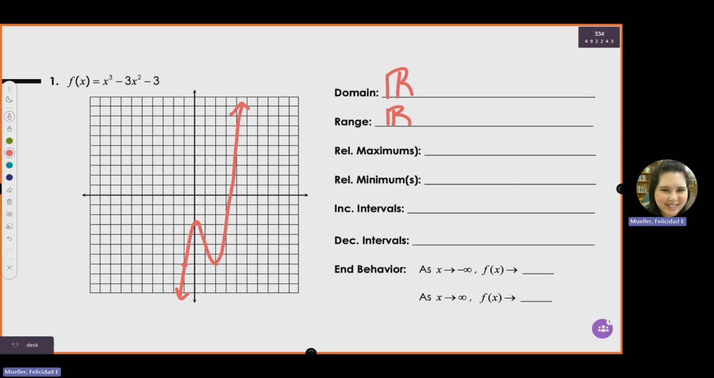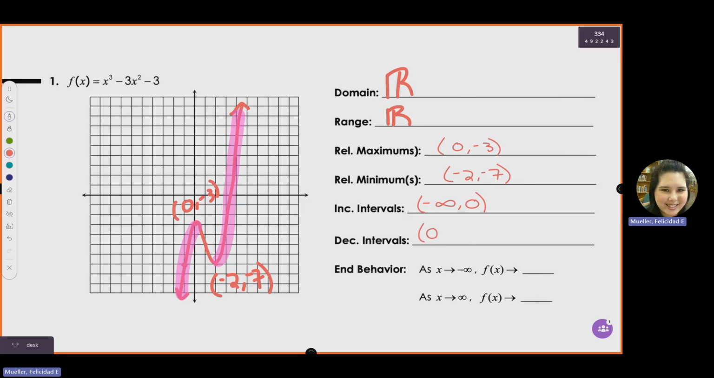And using the graph, we found that our turning point here is at 0, -3, and then the turning point here is at -2, -7. So my relative max is going to be at 0, -3, my minimum at -2, -7. So when we're looking at this, I can see that it's increasing from this first section and this last section. So it starts at -infinity, and at 0, it stops increasing.